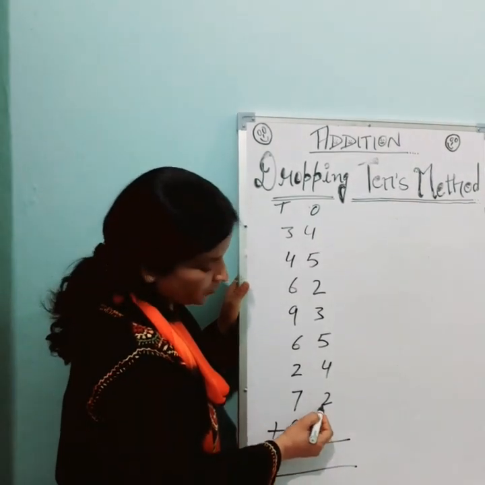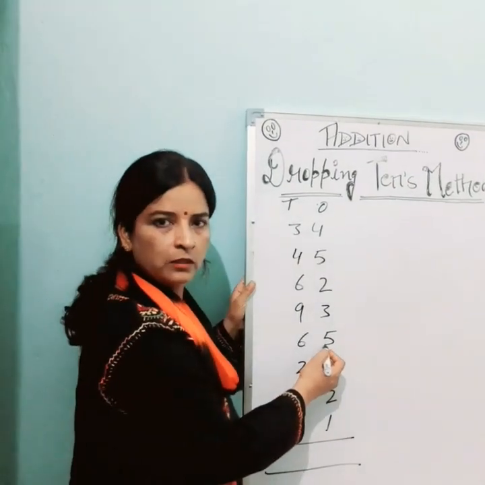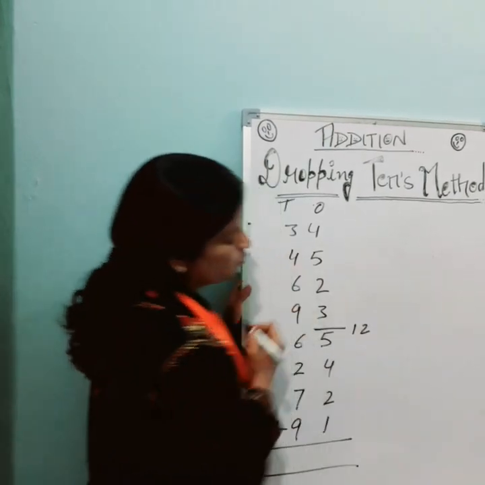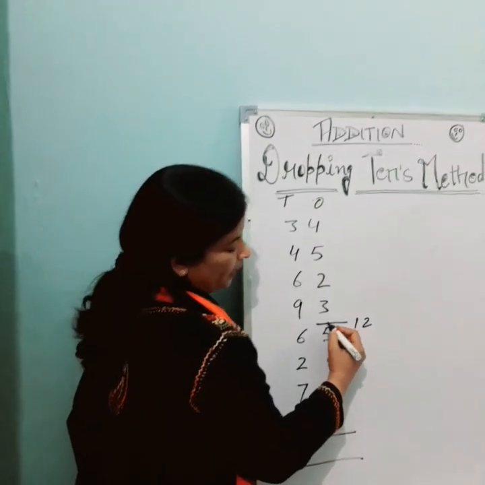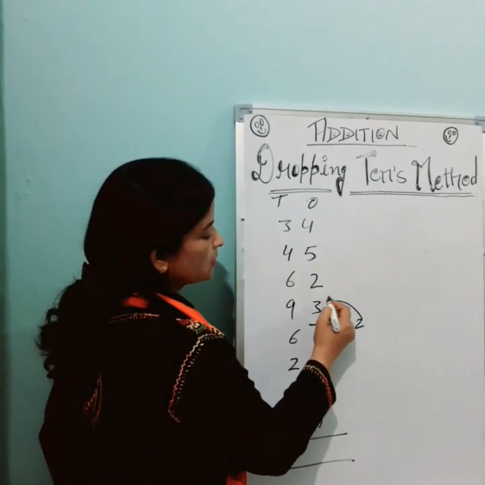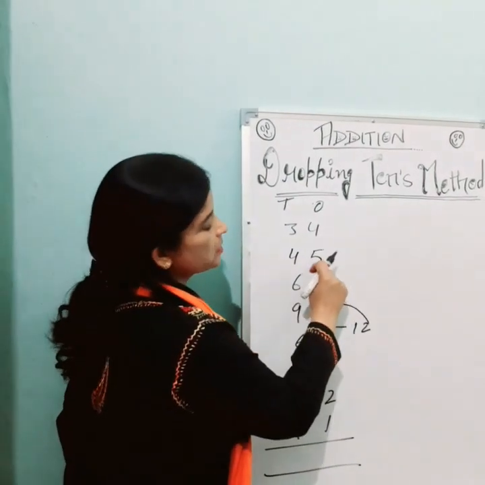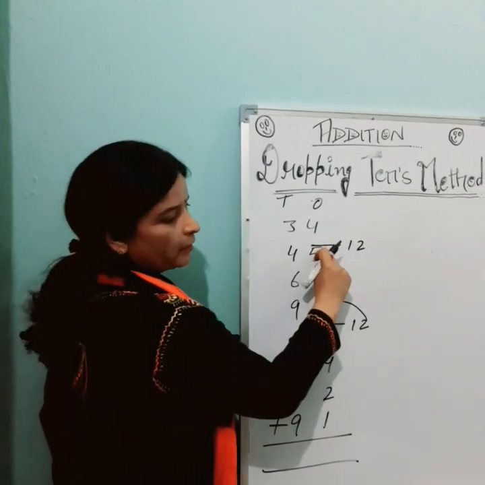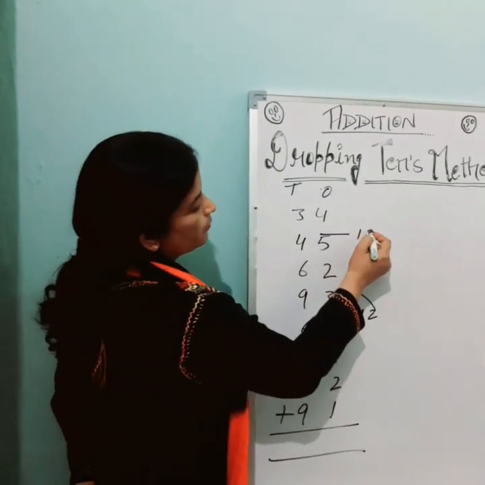1 plus 2, 3. 3 plus 4, 7. 7 plus 5, 12. It is more than 10. So we will draw our line here and drop 10 here. What is remaining in ones? 2. 2 plus 3, 5. 5 plus 2, 7. 7 plus 5, 12. Again 12. So we will drop 10 here as a bar or line. What is remaining in ones? 2. 2 carry to the next number.